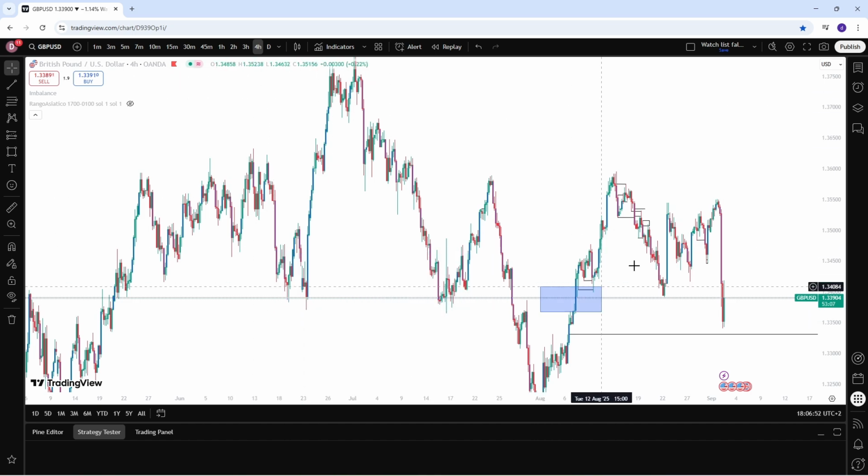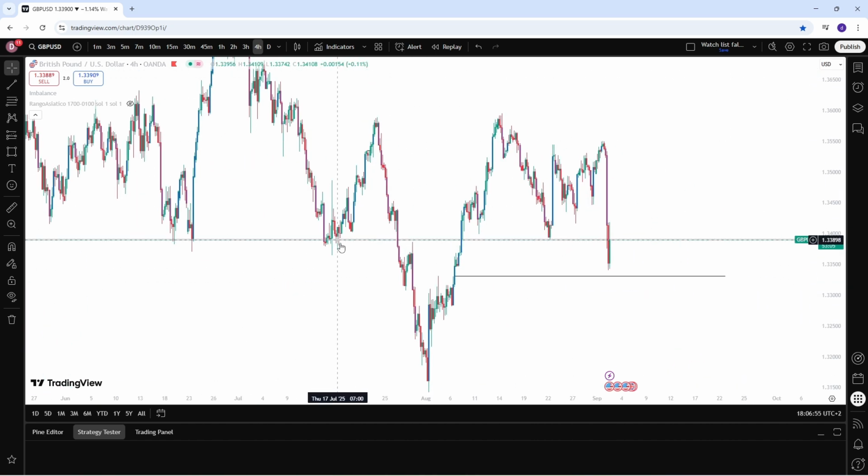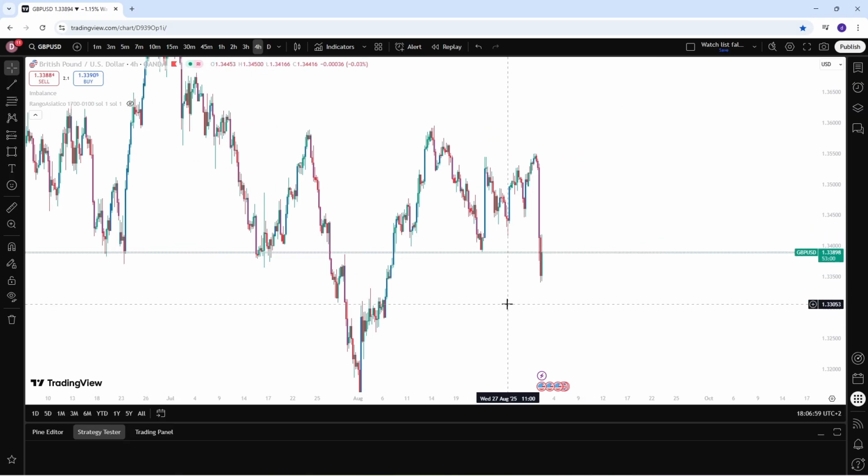Yeah, so that's pretty much it with the entry model. Nothing too exciting. Most of us know this entry model anyway, but yeah.